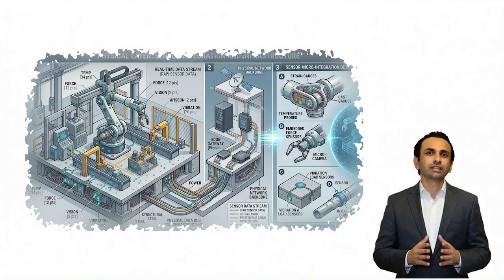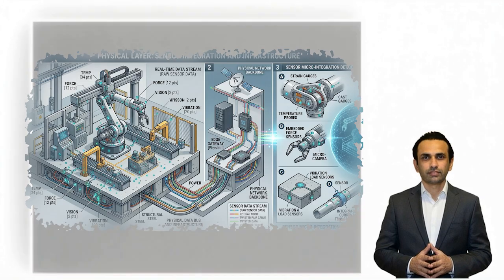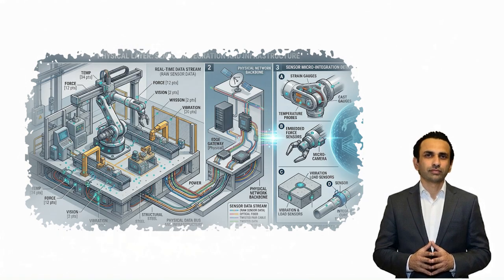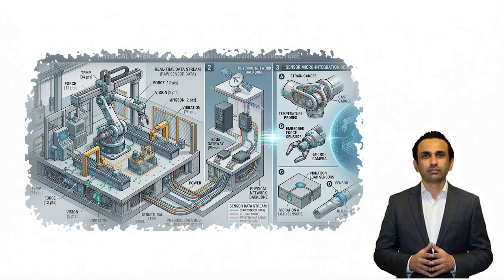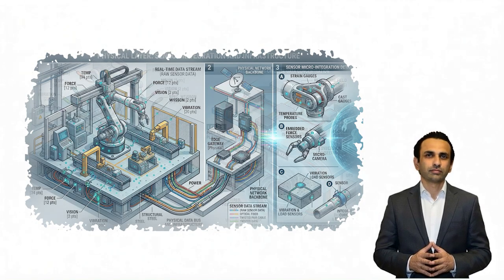Layer 1, Physical layer. At the foundation, we have the physical layer. This is the real world asset. Machines, equipment, buildings, infrastructure, vehicles. This layer includes motors, valves, HVAC units, turbines, production lines. Without a physical asset, there is no digital twin. But physical assets alone are silent. To make them speak, we need sensors.